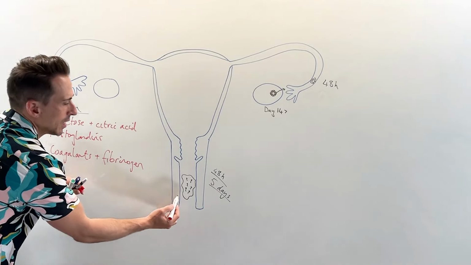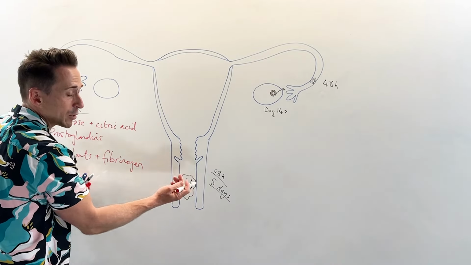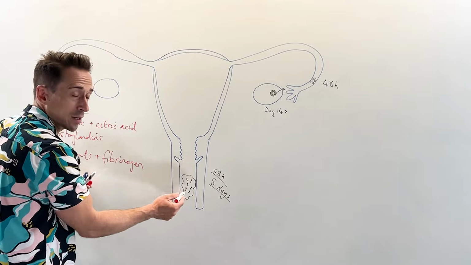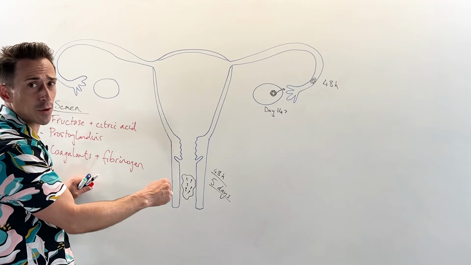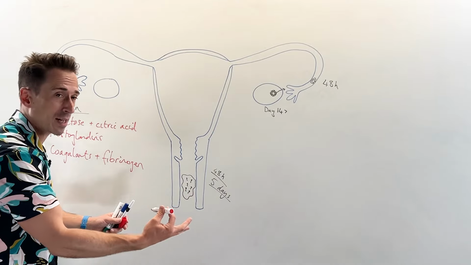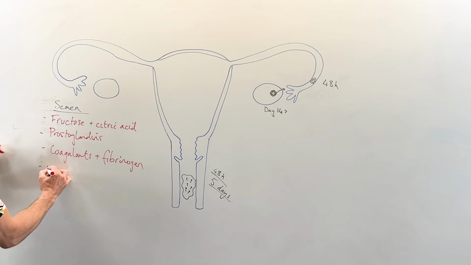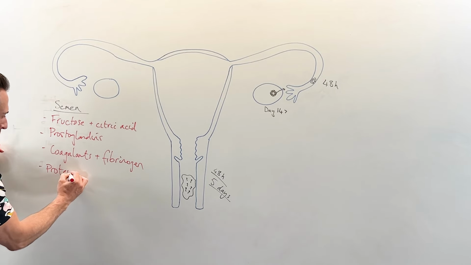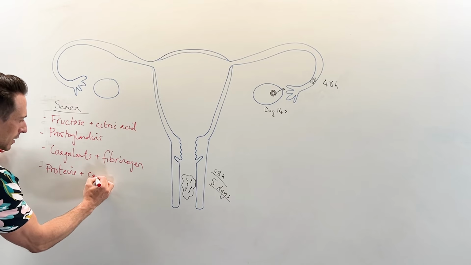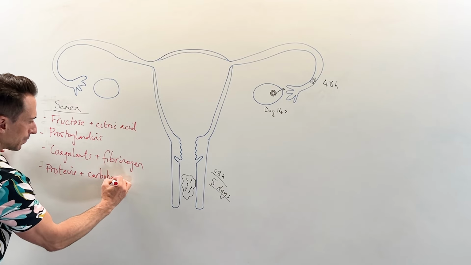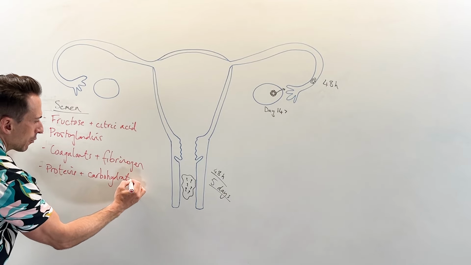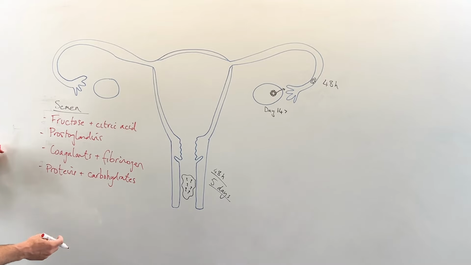This is important because it allows for the semen to coagulate once it's deposited in the vagina, but that doesn't last very long, maybe 15 minutes or so before it starts to break down. It contains a whole bunch of stuff, but something really important that it contains are a bunch of proteins and carbohydrates. And they're there for various reasons.